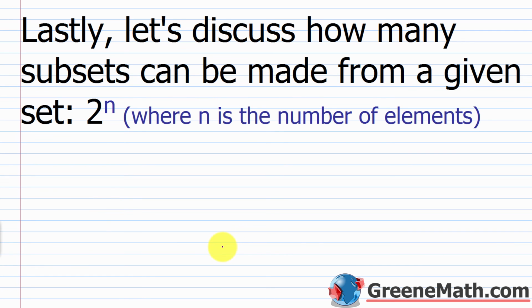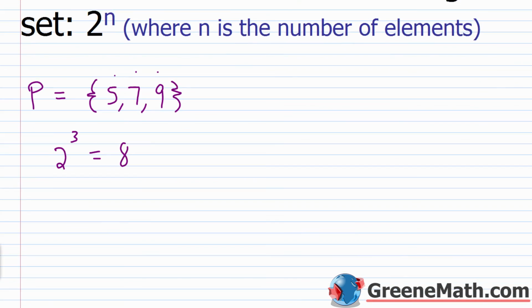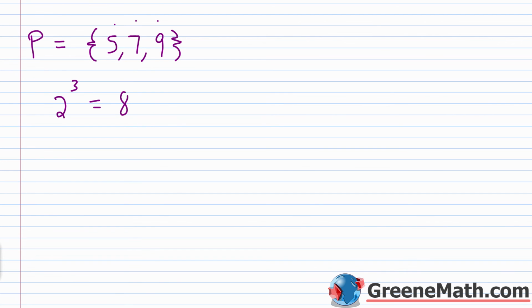So lastly, let's discuss how many subsets can be made from a given set. Well, the answer to that is 2 raised to the nth power, where n is the number of elements that we have. So for example, if I have P equal to 5, 7, and 9, the number of subsets that can be made from this is 2 raised to the power of 3, or 8. You can prove that to yourself by listing the possible subsets.